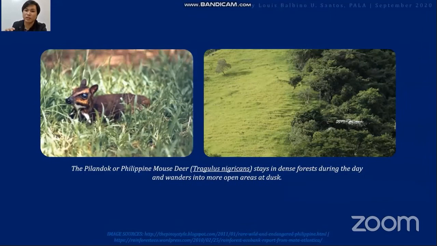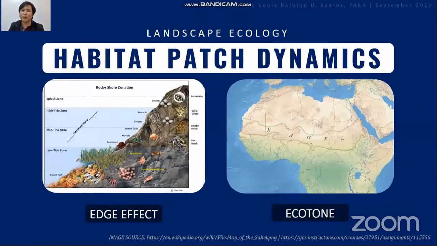The thing about habitats with lots of edges is that they exhibit the properties of both the matrix and the ecosystem, the dynamics of one ecosystem and another. Those two dynamics mix, and what happens is a unique ecosystem-ish. Yeah, it's actually a unique ecosystem in that edge, and that is called the edge effect. The thing about the edge effect is, more species can exist there because it takes species from the core and from the matrix, as well as species that exist only in the edge, just like the pilandok.